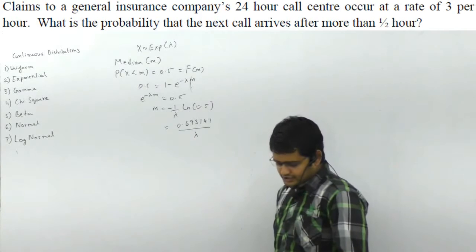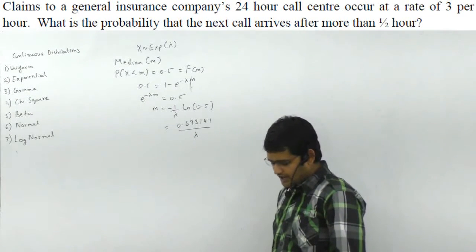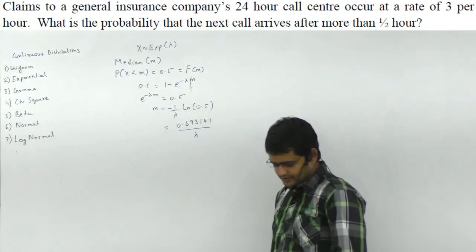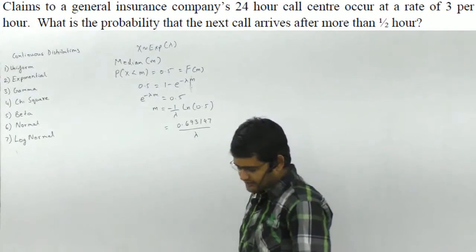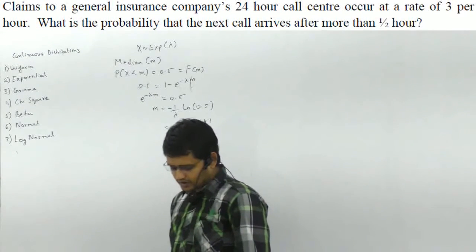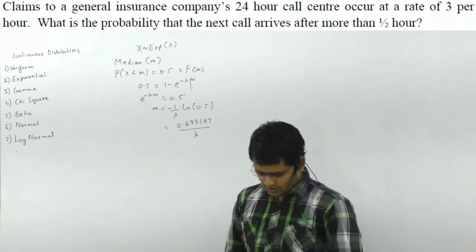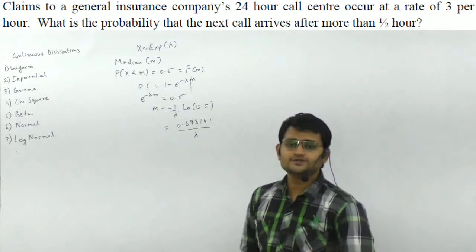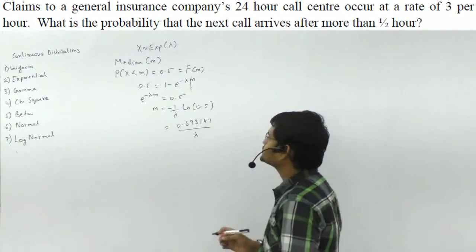Let's do a question here. Claims to a general insurance company's 24 hours call center occur at the rate of 3 per hour. What is the probability that the next call arrives after more than half an hour? Now, how to recognize whether this particular question is of exponential distribution or not?